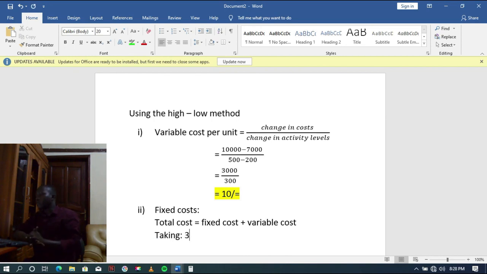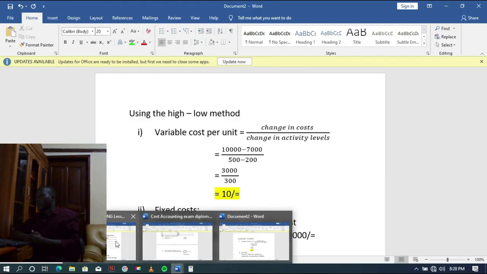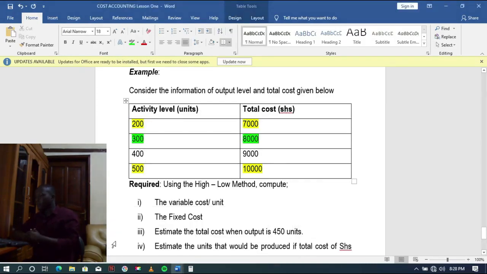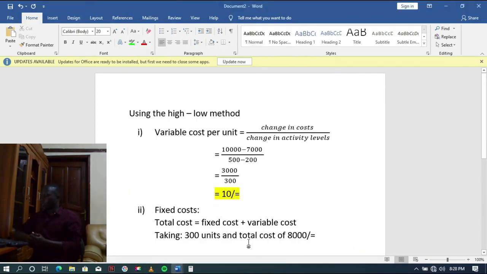Now for us to find the fixed cost, we shall use the total cost function, whereby total cost equals fixed costs plus variable cost. So that is the formula we use for determining the fixed costs of production. Now, for us to determine the fixed cost, we choose any activity level. For example, you can choose 200, 300, 400 or 500, with its corresponding total cost.